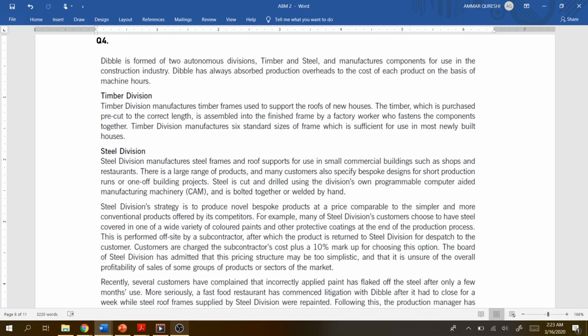All right. So Dibble is formed of two autonomous divisions, timber and steel, and manufactures components for use in the construction industry. The first one is timber, and the second one is steel. The company always absorbs production overheads on cost of each product on the basis of machine hours. Machine hours is basically a traditional system of absorption costing, which we have already studied in F2 and F5. Now, this is basically what the company is doing right now.